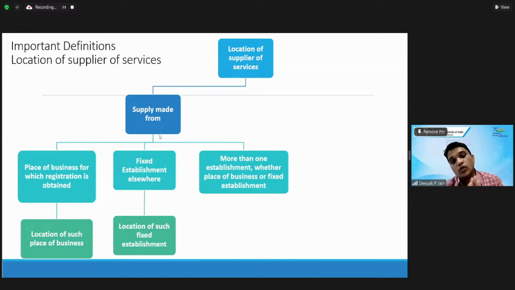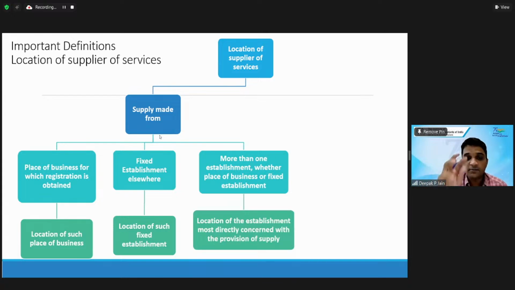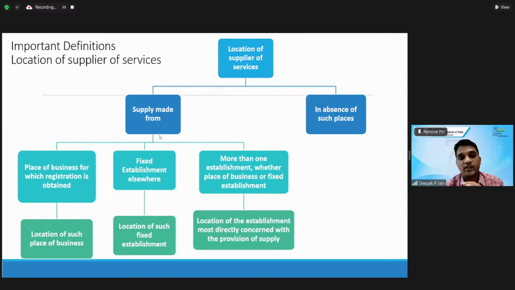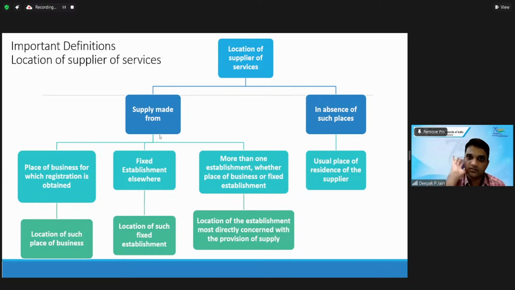Or if you're providing from more than one establishment, which could be multiple places of business or multiple fixed establishments, then the location will be that place which is directly concerned with the provision of service. There you will not do any apportionment. That place which is directly concerned with providing the service, because there'll be one place which is primarily engaged and other branches, other fixed establishments are helping them. So where is the main place, that will become the location. And in absence of such place, where you're not registered and not having a fixed establishment, in that case, usual place of residence will become the location of supplier of service.